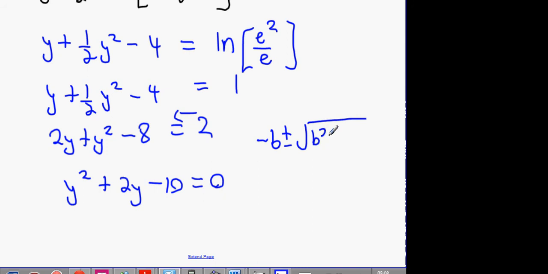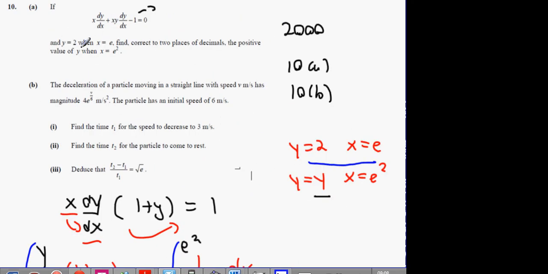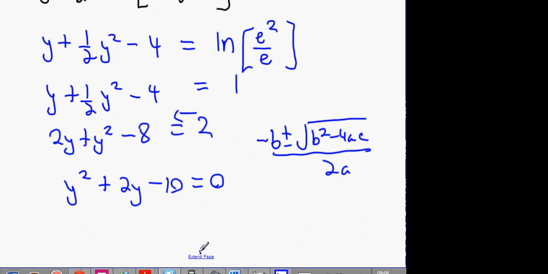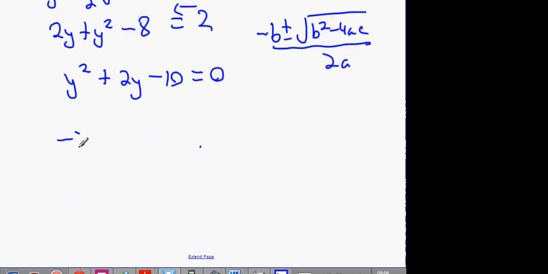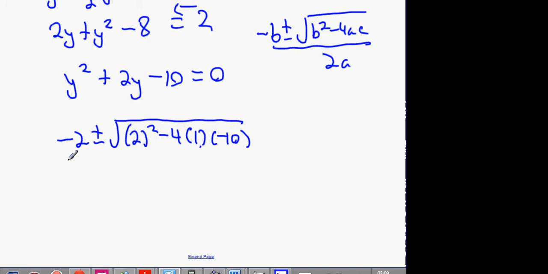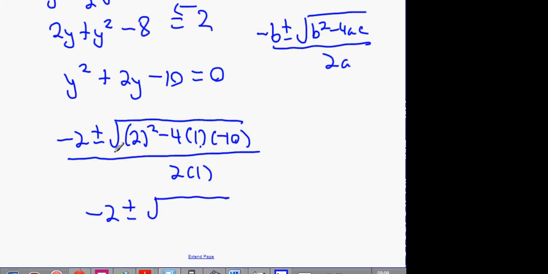Okay, so minus b plus or minus the square root of b squared minus 4ac, all over 2a. Now, it might warn me that I'm only looking for the positive value, not the negative value. Okay, so that can save you a bit of time as well. So what we're going to get is minus 2 plus or minus the square root of 2 squared minus 4 times 1 times minus 10, all over 2 times 1. Minus 2 plus or minus the square root of, what's that going to be, 44, all over 2.